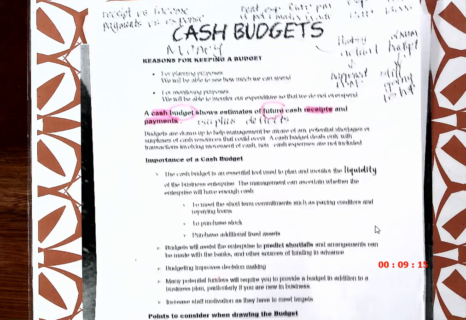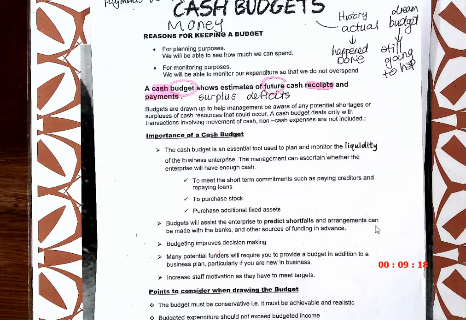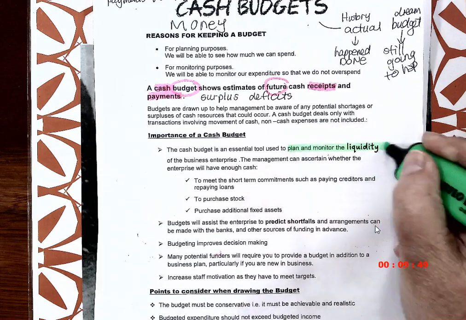They're going to ask you, why are you setting up a budget? Then you say it's to show future cash receipts and payments. Or you can say to show future cash surpluses or deficits. You need to plan. Okay. Why is it important? Now they say here the cash budget is an essential tool used to plan and monitor liquidity. So this is also a definition.